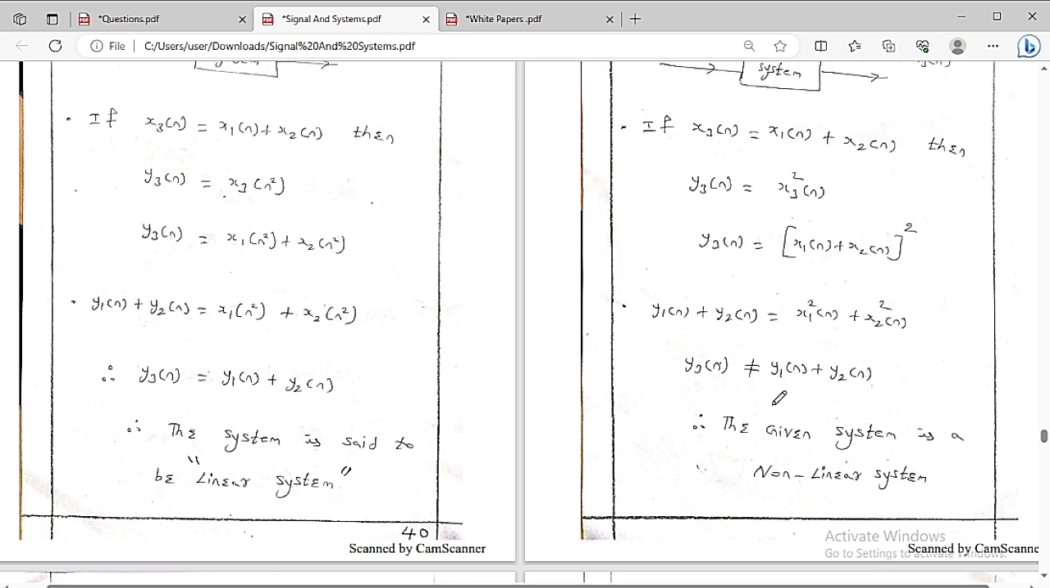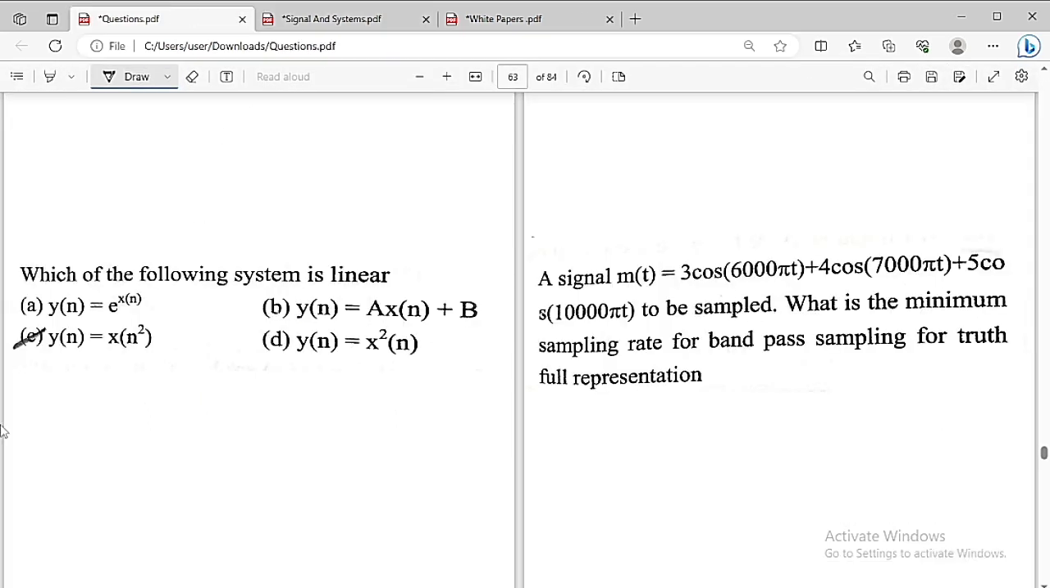So what is the meaning of a linear system? A linear system must satisfy both the homogeneity principle as well as the superposition principle. If the input is the summation of two previous inputs, then the output should also equal the summation of two previous outputs. Otherwise, it is a non-linear system. So finally, out of the four options, option C is the correct solution of this question.